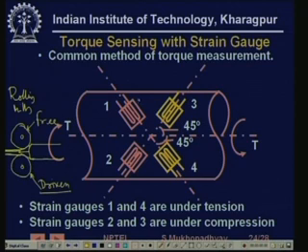Now on this shaft, if you put four strain gauges as shown, along 45 degrees, then what happens is this. In the initial position, consider a rectangle on the shaft. So, this is the shaft, and this is the other end of the shaft.